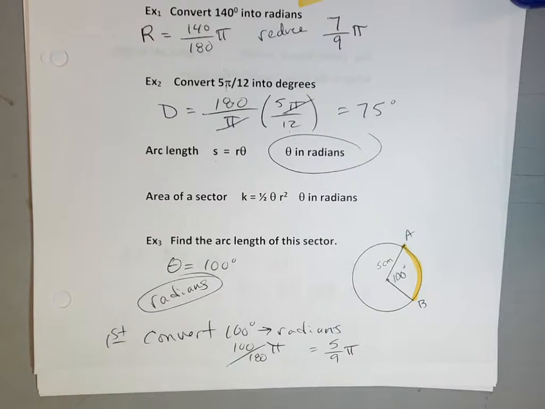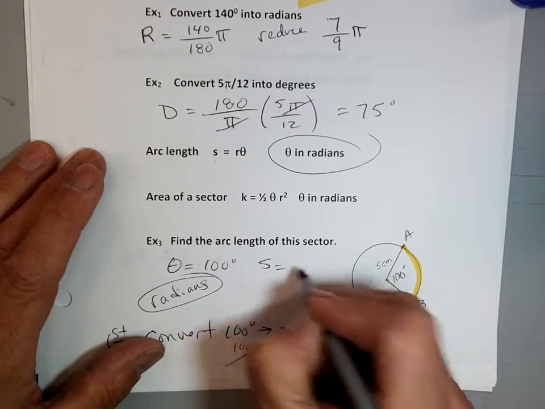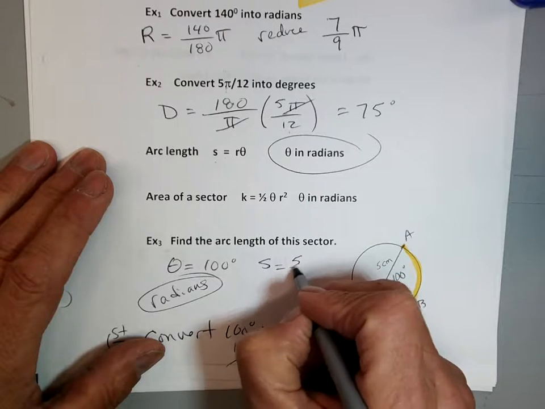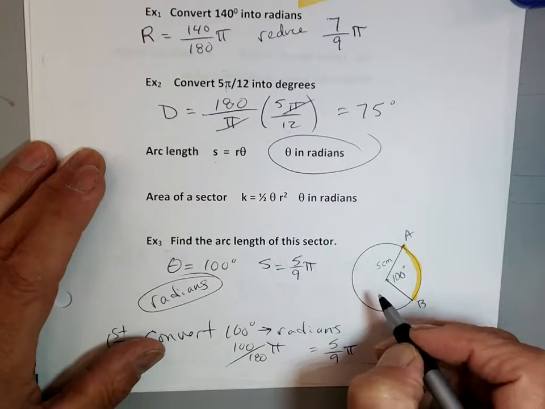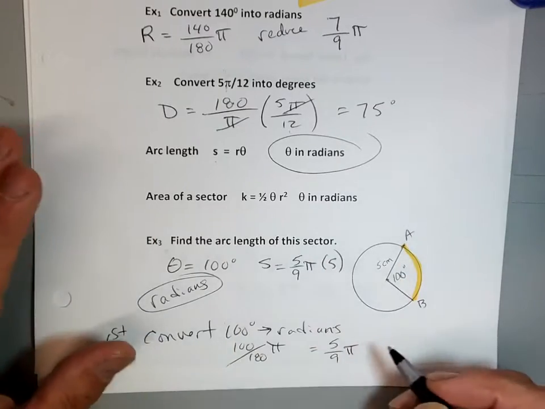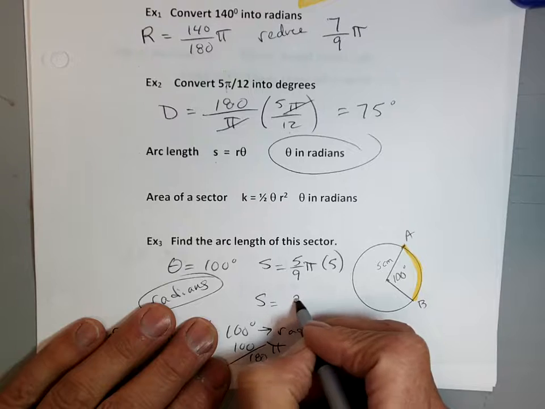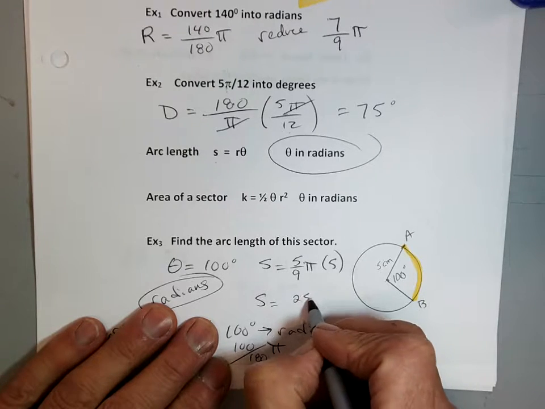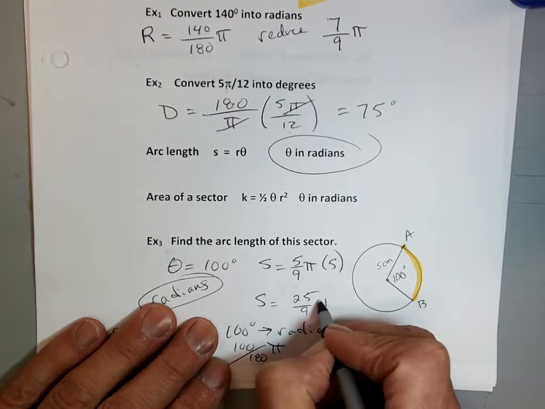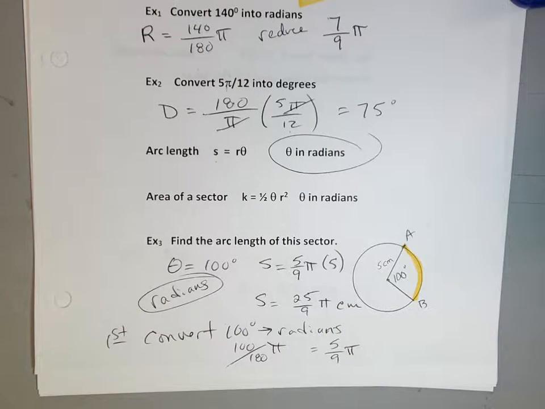So if I'm going to use my formula, I can do this. S equals 5/9 pi times my radius, which is 5. So I'm going to get an answer of S equals 25/9 pi centimeters.